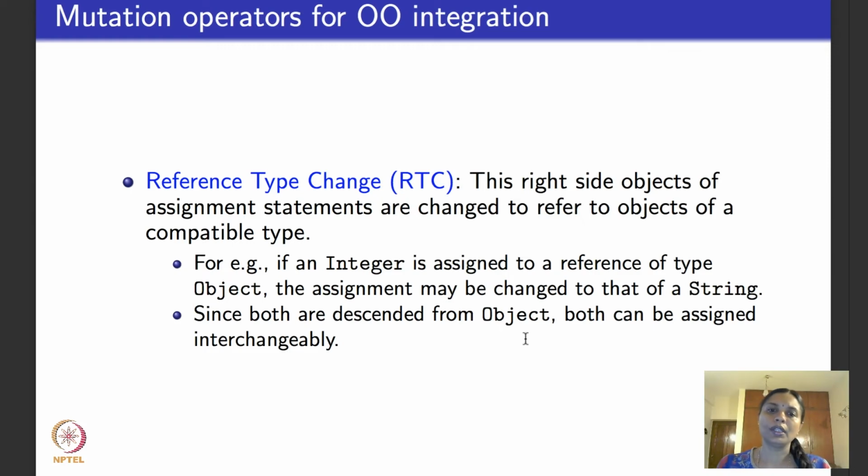For example, if an integer is assigned to a reference of type object, then you could make a type change and change it to that of a string. In general, it may not be allowed. Integer changing to string, there will be big problems related to compiling. But here, it will work fine because both have descended from object, so both can be assigned interchangeably. And this will again detect any errors that relate to changing of types and the types of references.